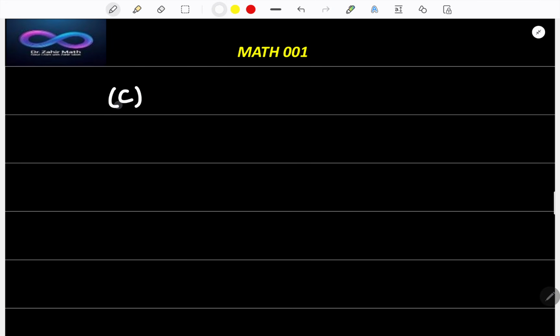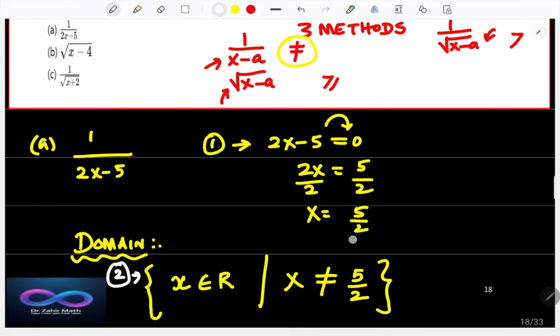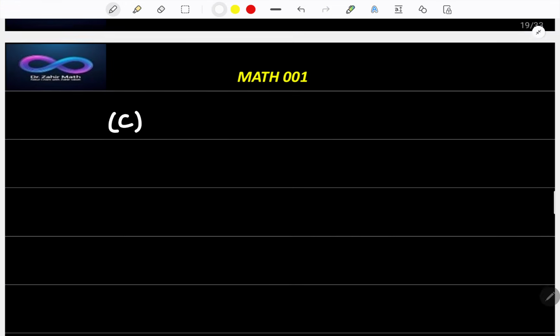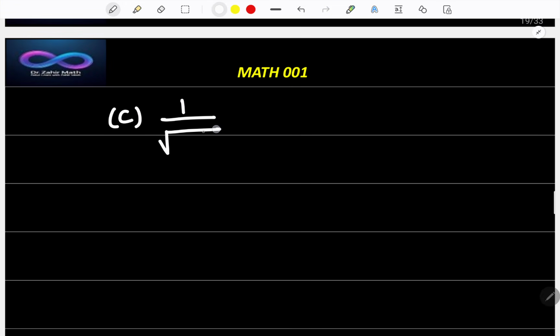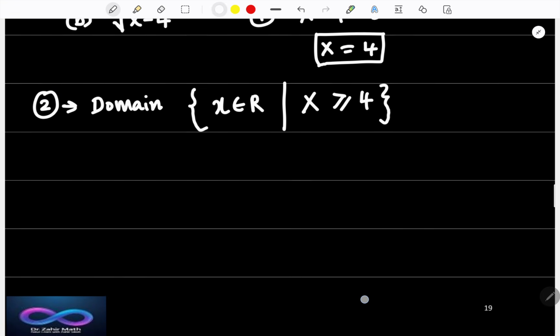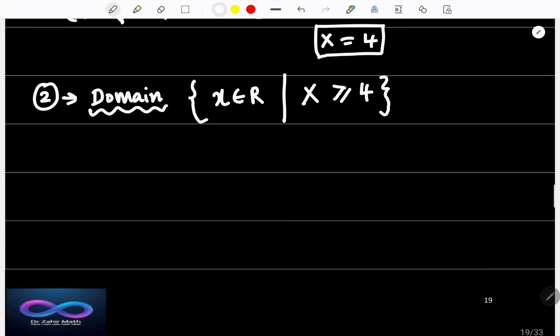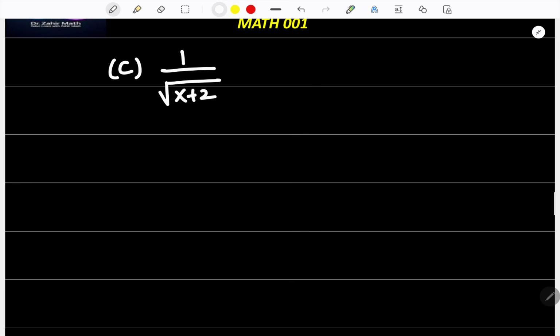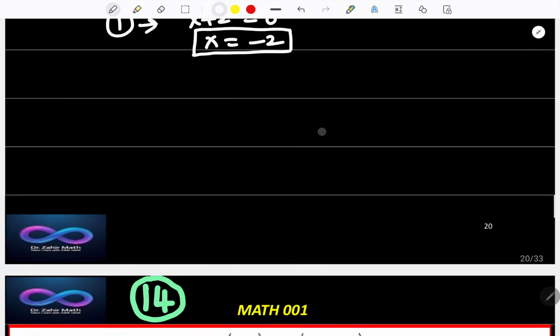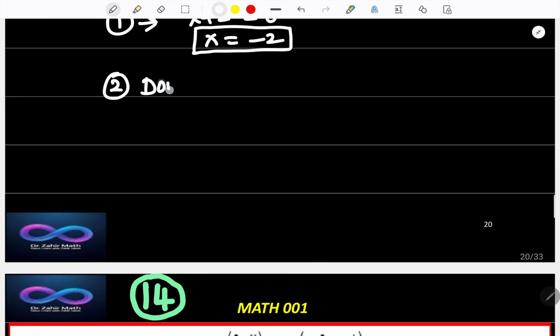What is the C question? Let me go through again. 1 divided by square root of x plus 2. Yes, domain. I wrote it domain. Right. Now 1 divided by square root of x plus 2. What is step number 1? Step number 1 is you are going to find the value of x. x plus 2 equal to 0. x is equal to what? Negative 2. Clear? So now we are going to write the domain.